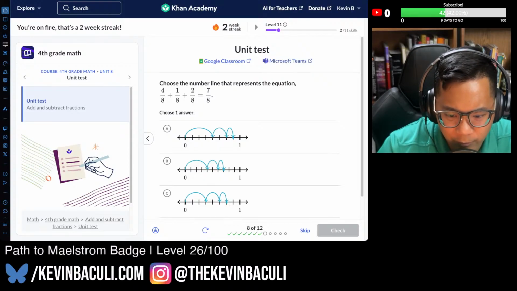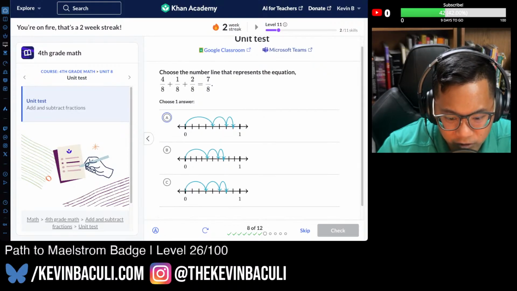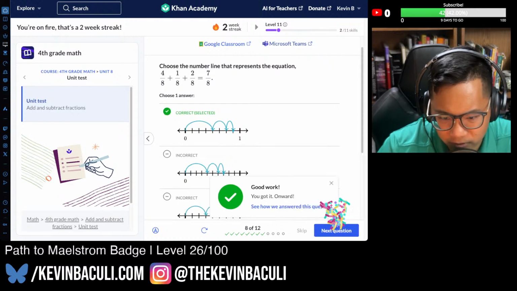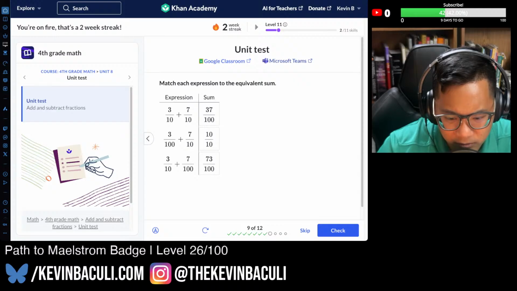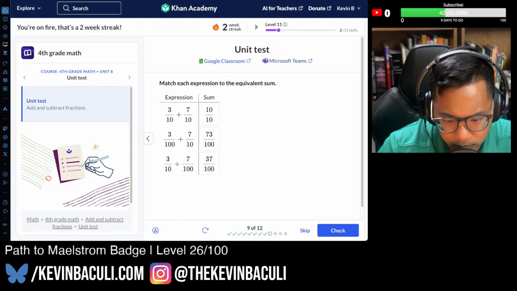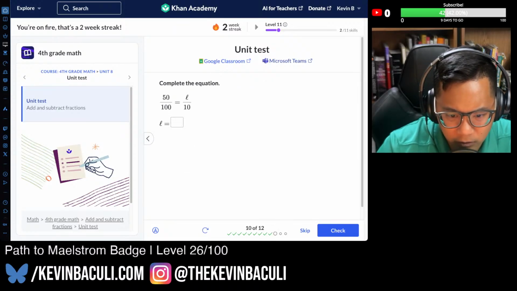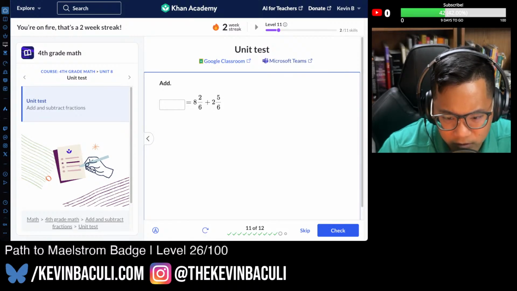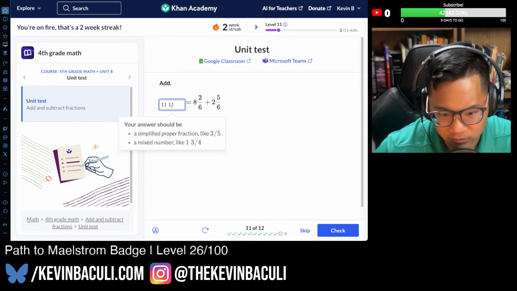Choose the number line that represents the equation. So we start at 4. That's 7/8. So that's 7/8. Match the expression. So this is 1. Yep. Complete. So this is 5. 10, 11, and 1/6.